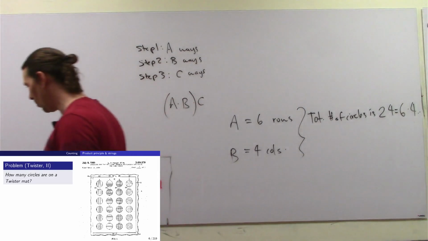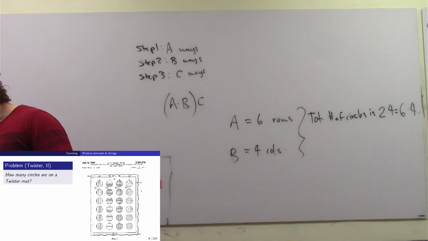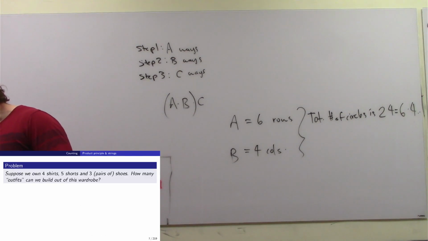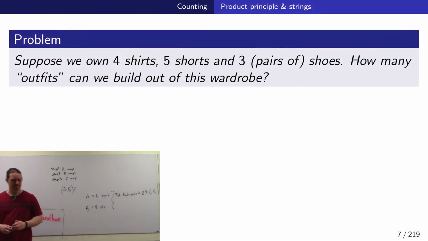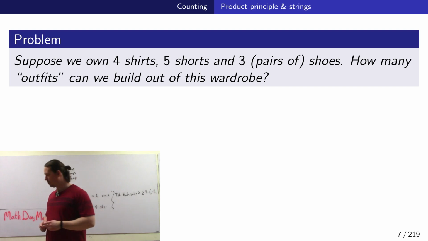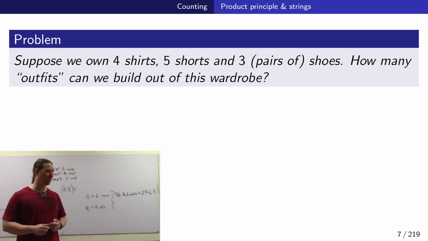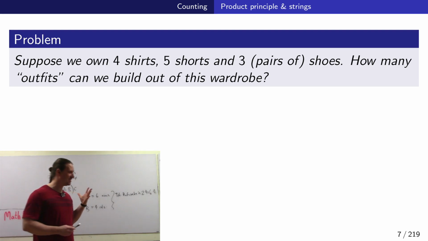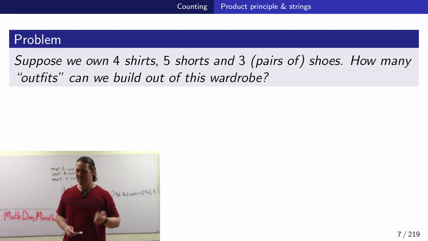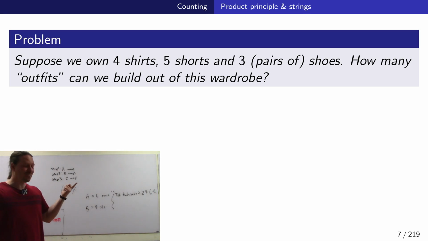And I want to do a few more of this type. All right. So a typical variation of this type of problem, now we'll have 3 steps, is suppose I'm building an outfit out of my wardrobe. This is not too far off from the truth here. Suppose I have 4 shirts, 5 pairs of shorts, and 3 pairs of shoes. That part's not true. I have 1 pair of shoes. How many different outfits can I make out of this?